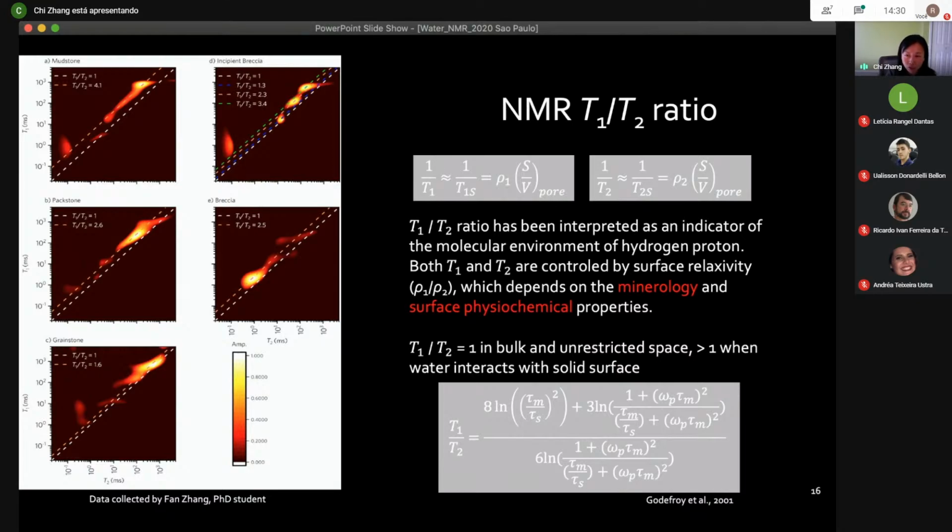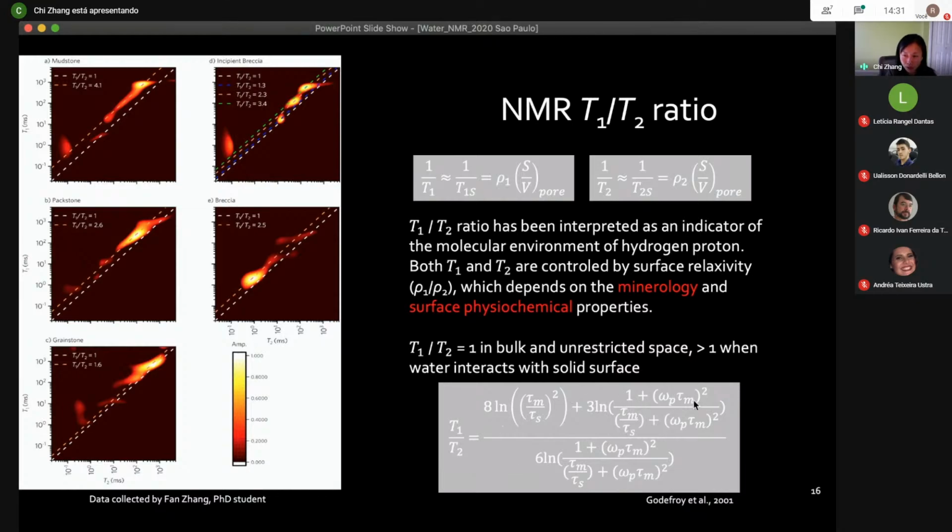So the T1/T2 ratio has been interpreted as an indicator of the molecular environment of the hydrogen proton. Both T1 and T2 are controlled by the surface relaxivity, which depends on the mineralogy as well as the surface physical chemical properties. When the T1/T2 ratio equals 1, that basically means bulk, unrestricted space. And when water interacts with a solid surface, you expect this ratio to exceed 1. And this T1/T2 correlation can be simplified using this equation here.